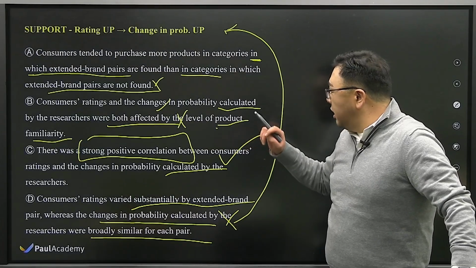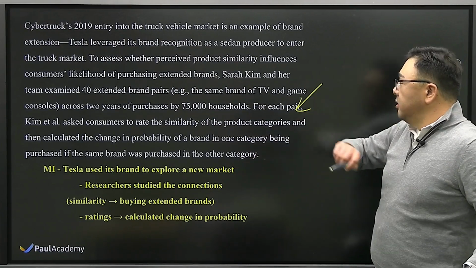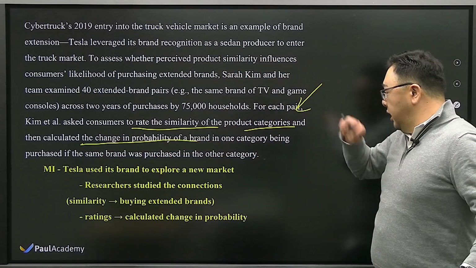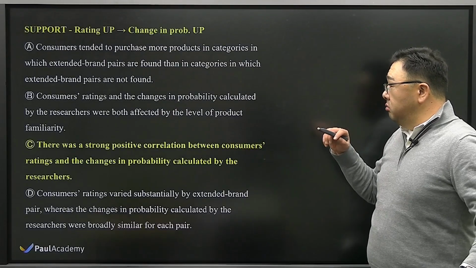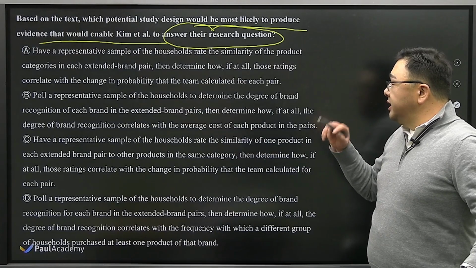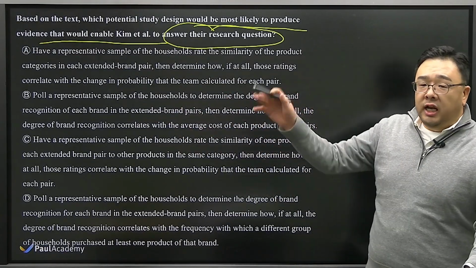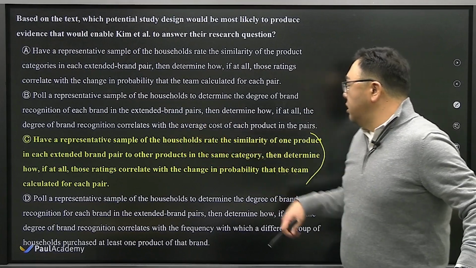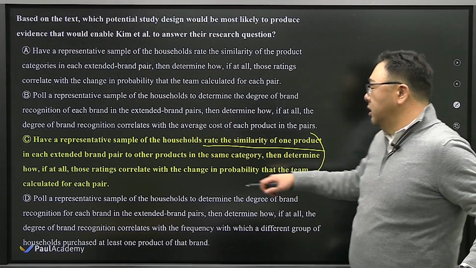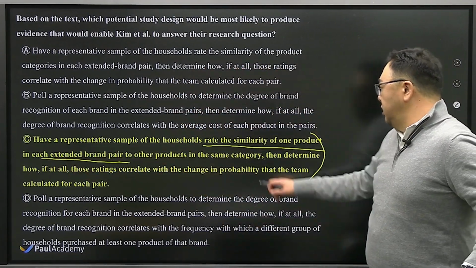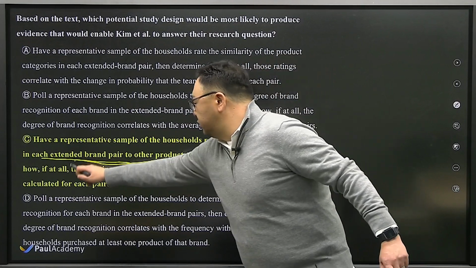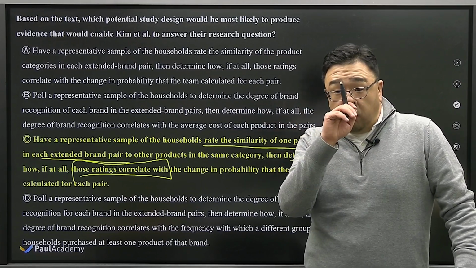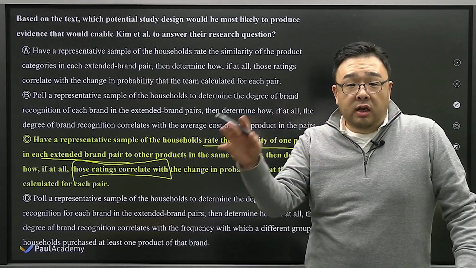What they did here in the original text was they asked the consumers to rate the similarity in product categories, and calculate the change in probability in a pair if the same brand was purchased in the other category. So by simply knowing the passage and how the patterns read in the passage, you would know that the answer to this question is C. And to have a representative sample of the households rate the similarity of one product in each extended brand pair to other products in the same category and determine how those ratings correlate. See, it is actually rather simple if you already know how the passages are structured and the choices are structured.